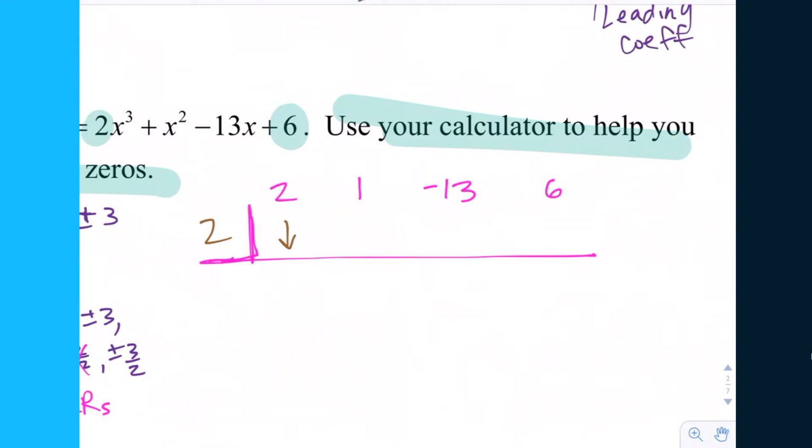We let gravity do the first step. We bring down the 2. 2 times 2 is 4. 4 plus 1 is 5. 5 times 2 is 10. And you add and you get negative 3. And you get negative 6. And you get 0.